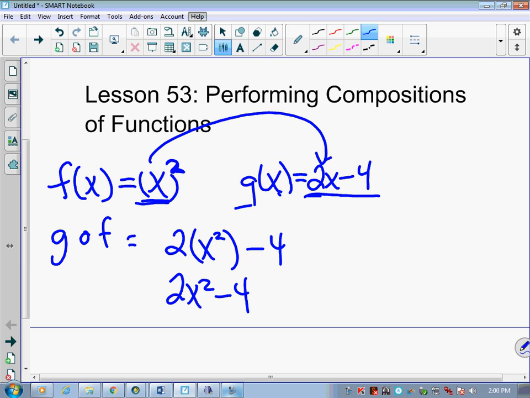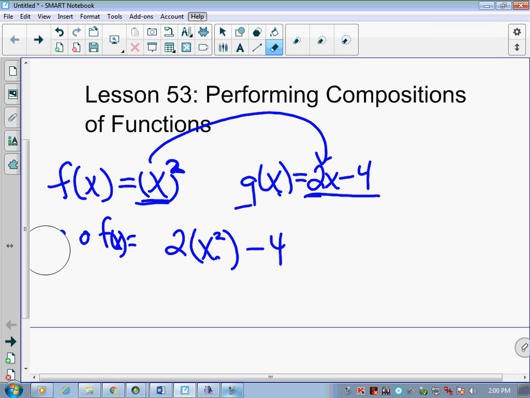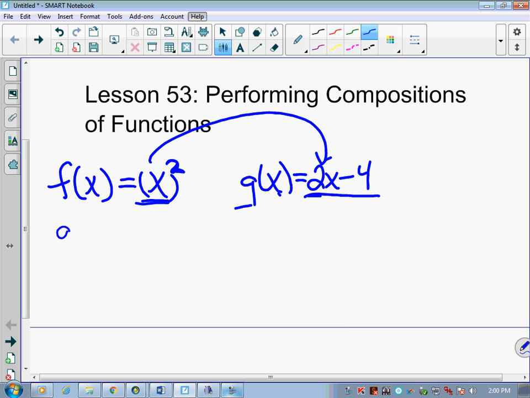Okay? Now, let's talk about something else. Now, this one, and I didn't write that next to it, was g of f of x, meaning that we left this as x here. But we might want to put a number in. Let's try g of f. Somebody give me a single-digit number. 2. Okay? Let's try g of f of 2.